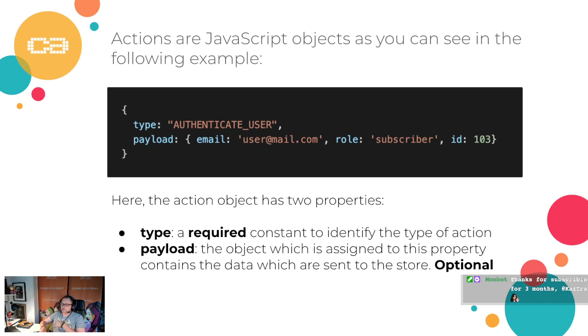And the payload is optional. In this example, the payload is actually another object with email, role, and ID, but it doesn't have to be an object. It can be a string. It can be whatever. However, it cannot be a function in its basic implementation. It can be achieved, but that calls for an extension. But you can hold any primitives as a payload.